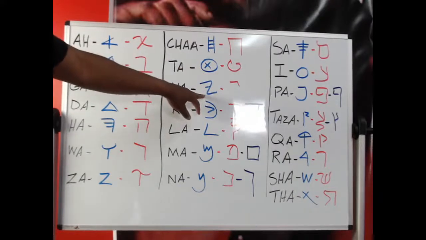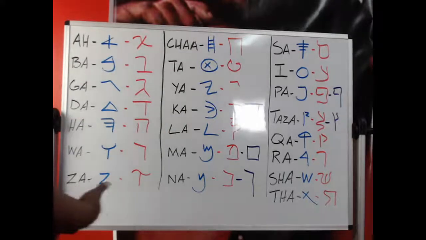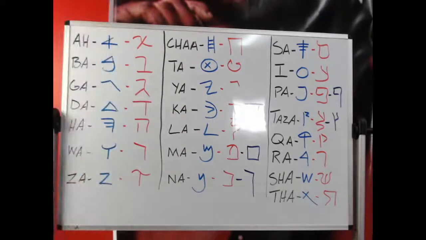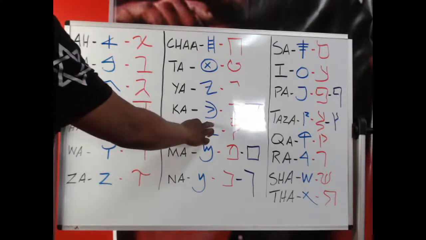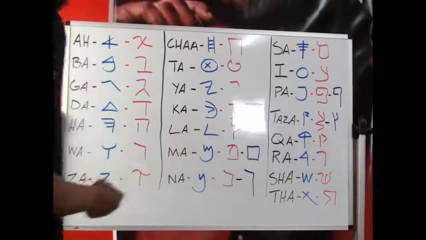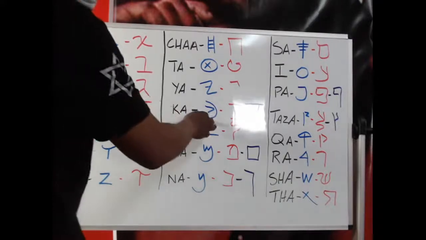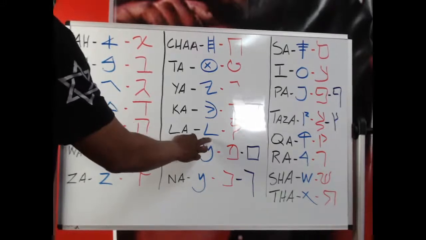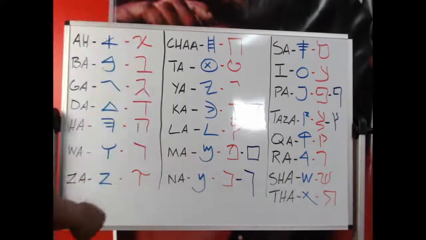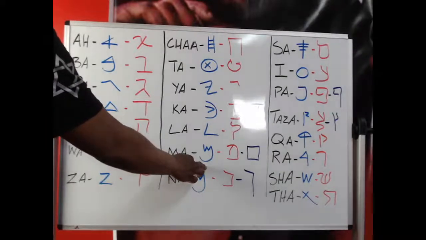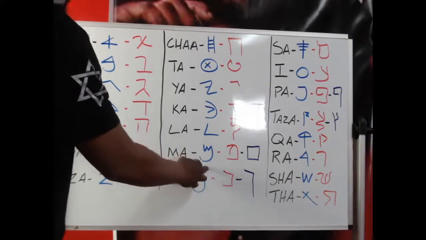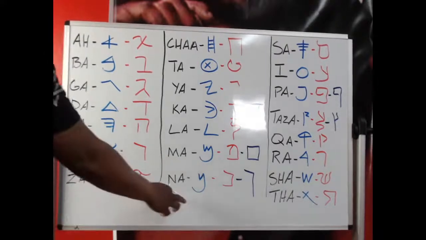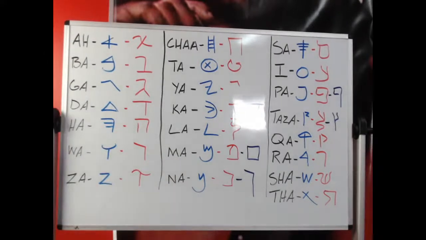Next, we have Ya, kind of looking like an English Z with an extra line in the middle. Next, we have Ka. You can almost say it looks like Pac-Man, if you will. Next, La, looking like the English L. Ma, looking like a W with a hook at the end. Next is Na, very familiar to the Y in the ancient Hebrew.